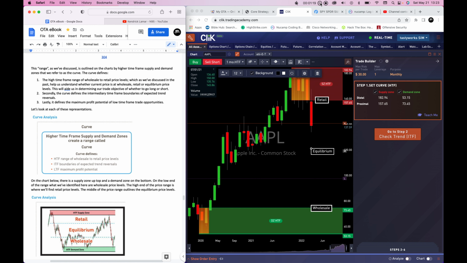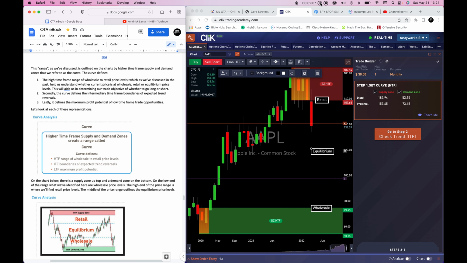This range, as we've discussed, is outlined on the charts by higher time frame supply and demand zones that we refer to as the curve. The curve defines, 1. The high time frame range of wholesale to retail price levels, which, as we've discussed in the past, help us understand whether current price is at wholesale, retail, or equilibrium price levels. This will aid us in determining our trade objective of whether to go long or short.